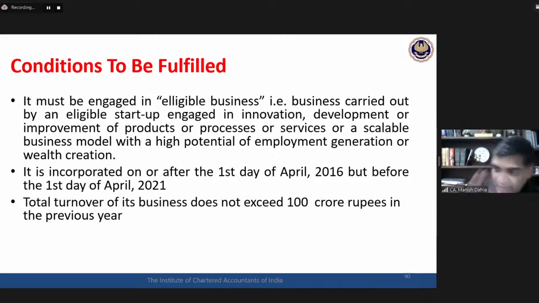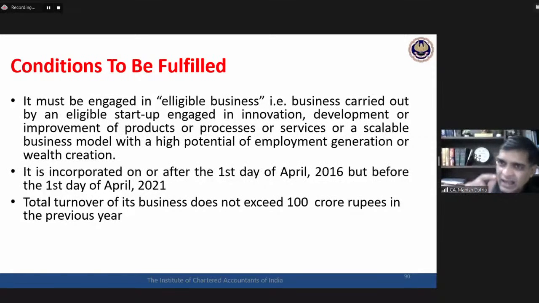Third, and again very important requirement from examination perspective also, there is some amendment applicable from this year. So whenever there is an amendment in any provision, that automatically becomes important from exam. At least for May exam, we normally say May attempt is amendments attempt. So there is an amendment. Earlier there was a different limit. Now the law is saying that for claiming this deduction, the total turnover of the business should not exceed 100 crore rupees in the previous year.